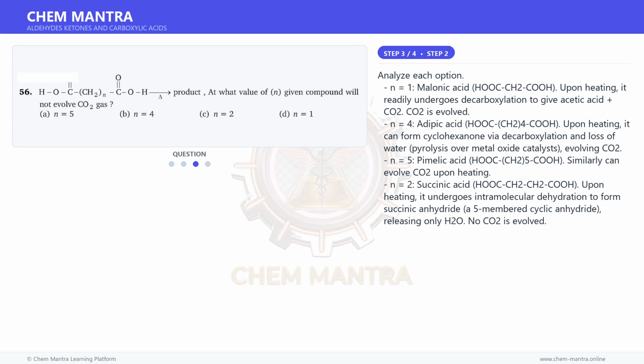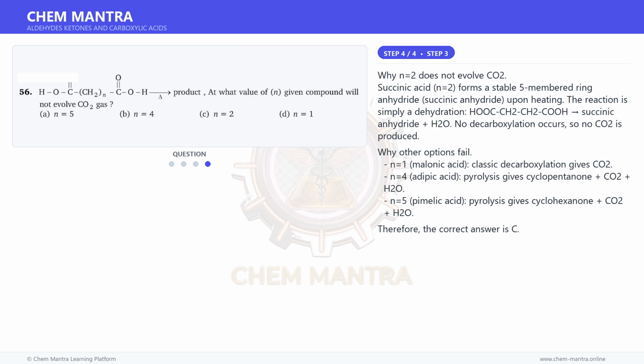N is equal to 2, succinic acid, (CH2)2(COOH)2. Upon heating, it undergoes intramolecular dehydration to form succinic anhydride, a 5-membered cyclic anhydride, releasing only H2O. No CO2 is evolved. And for the final step, why N is equal to 2 does not evolve CO2.